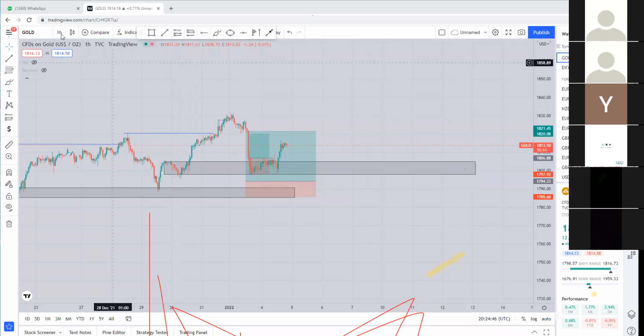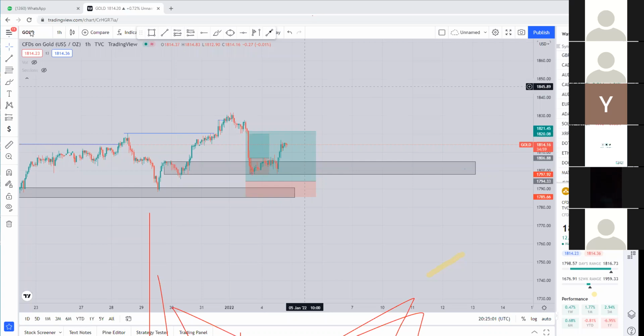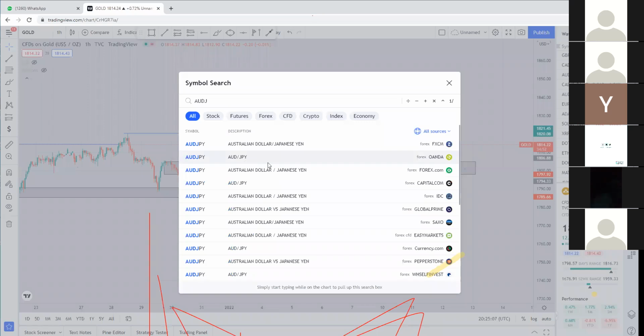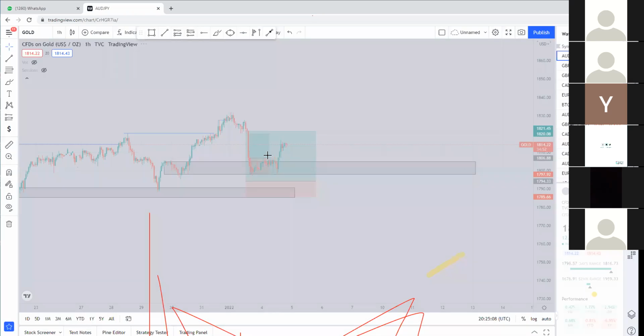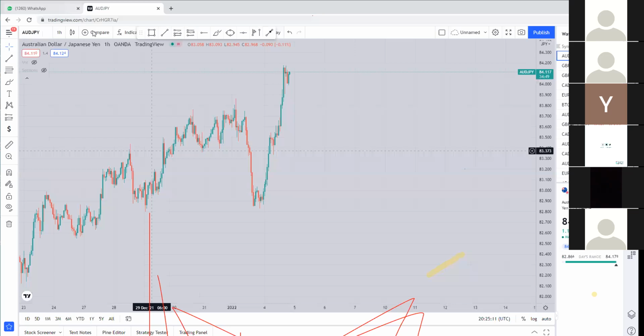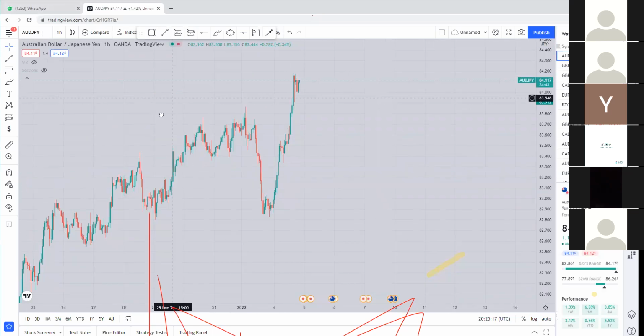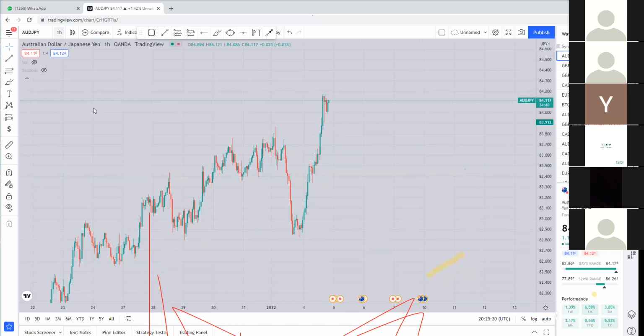Let me look for other pairs. There's a particular trade I took today, AUD JPY. Let me go and show you something now. AUD JPY gave me some trades today. Let me show you some of the reasons why I took some trades today on AUD JPY.